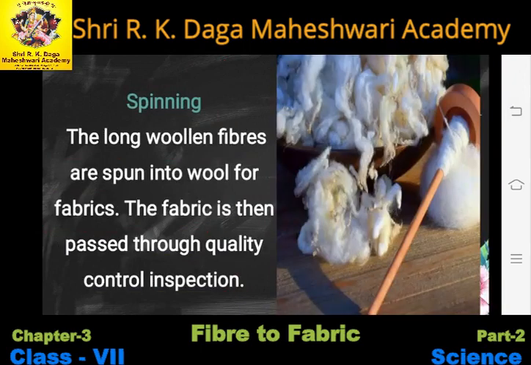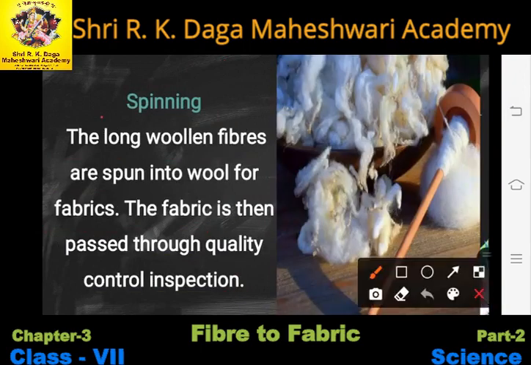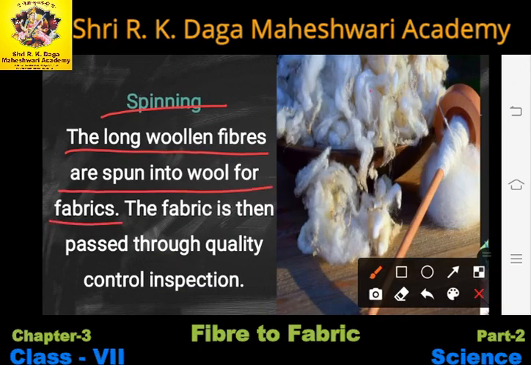The next is spinning. What do we mean by spinning? The long woolen fibers are spun into wool for fabrics. Students, as you can see, here is a woolen fiber. This woolen fiber is getting spun to make it into the fabric. As you can see here, it is making a small thread, right?